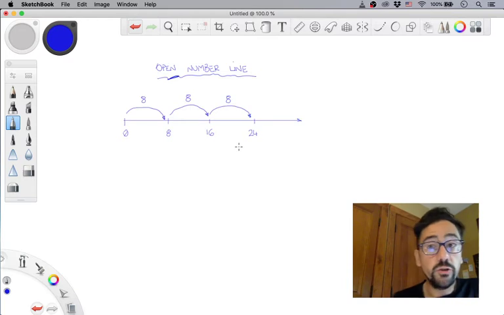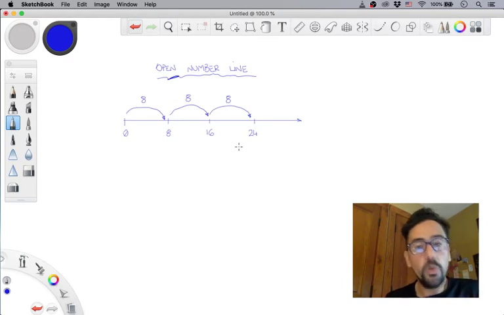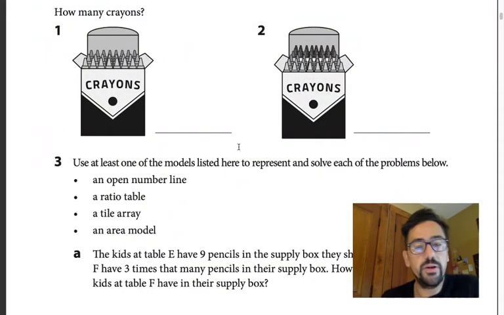Now, what I would like you to do is go back to the document that we were just working on. I'm going to change my screen as well. There you are. And we're going to be focusing on the box of crayons number 2.